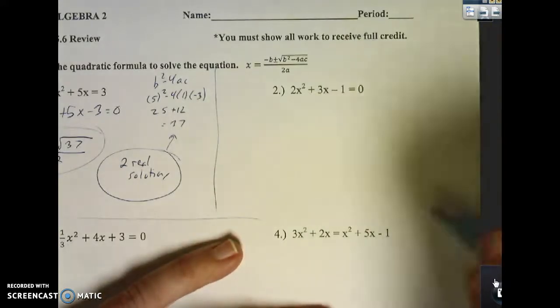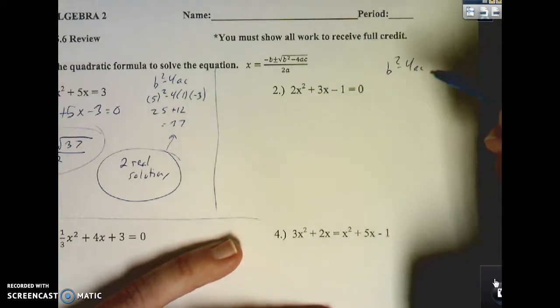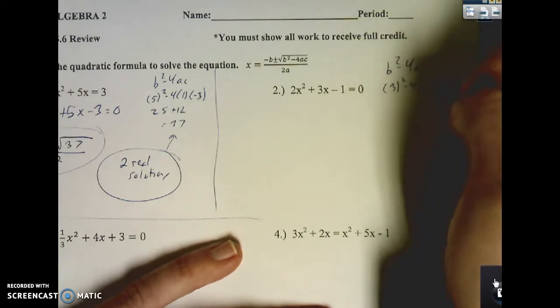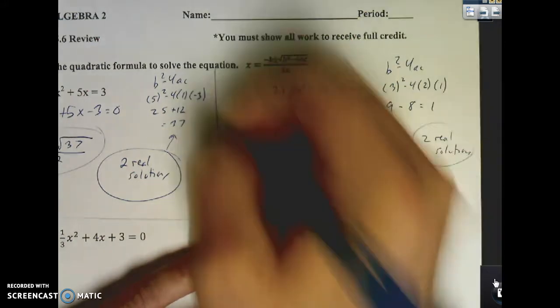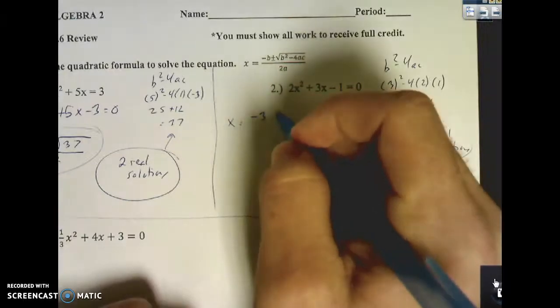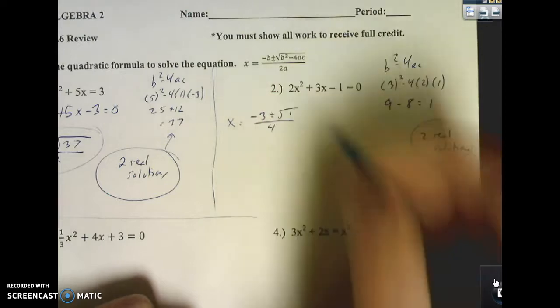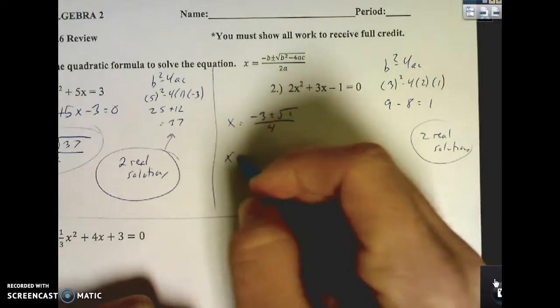Take a look at our next one. Same idea: b squared minus 4ac. My equation here is already equal to 0, so winner, winner. I have 3 squared minus 4 times 2 times 1, 9 minus 8, which is 1. So I'm going to have 2 real solutions. x equals, my negative b would be negative 3, plus or minus the square root of 1, divided by 2 times 2, which is 4. Here we can work with it, meaning what's the square root of 1? 1.